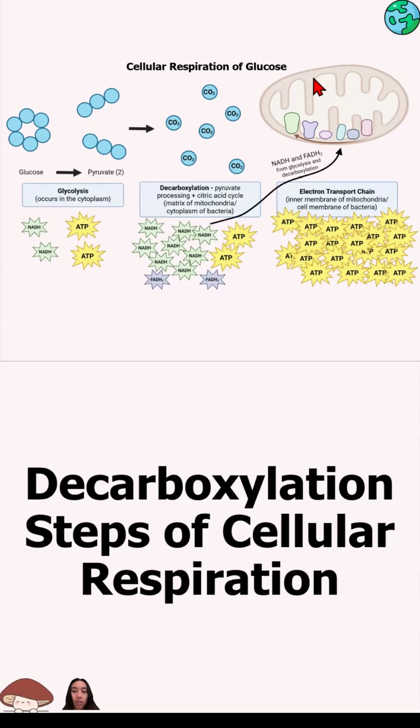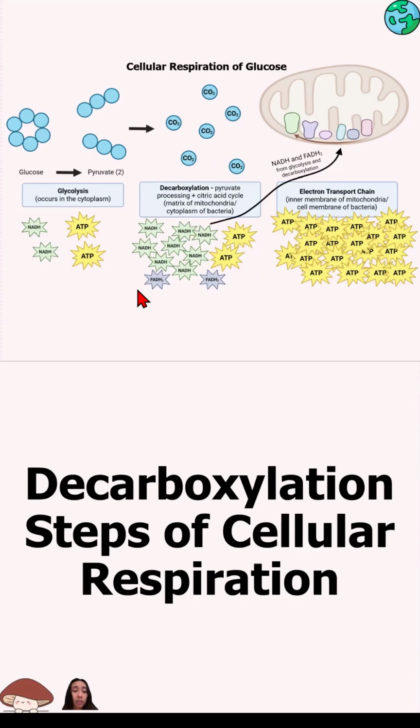So the concept of breaking down sugars through cellular respiration is shown here. And after glycolysis, we go through another few steps, which I call the decarboxylation steps. And so that is what we're going to be discussing in this video. As you can see in the decarboxylation steps, we're going to have two things, pyruvate processing and the citric acid cycle. This is, by the way, happening in the matrix of mitochondria if you are a eukaryotic cell. If we're talking about prokaryotic cells like bacteria, this is happening in the cytoplasm.